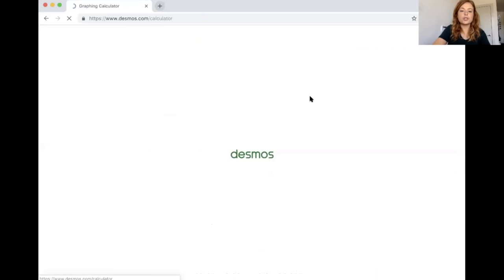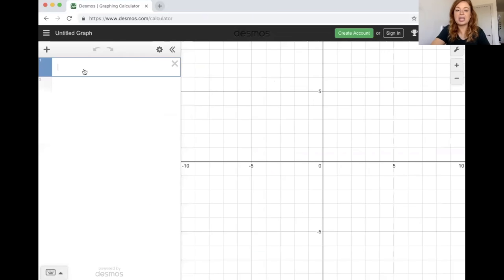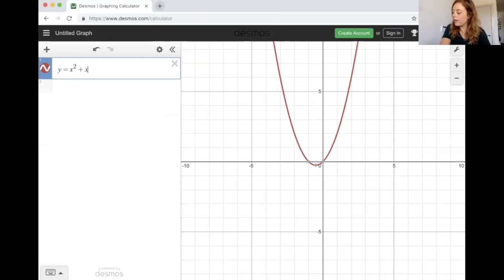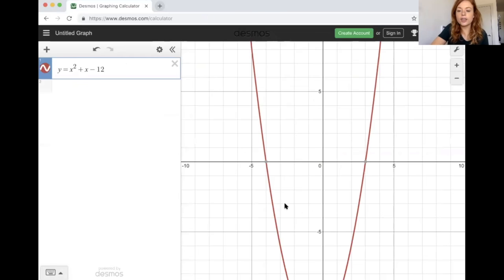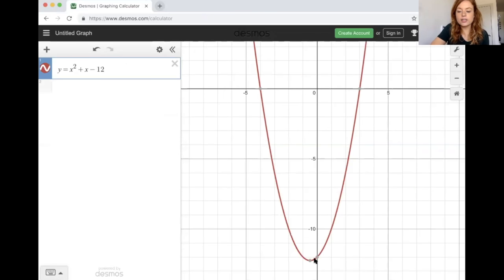Okay, so I'm going to push start graphing. I'm going to graph this thing and let it do the hard work for me. So it was y equals x squared plus x minus 12. Look, there it is. Now I can see my y-intercept. I can see my zeros. I can see that it's going to go forever left, forever right. I can see that it's got a minimum. Okay, so you can do your problem just like this.